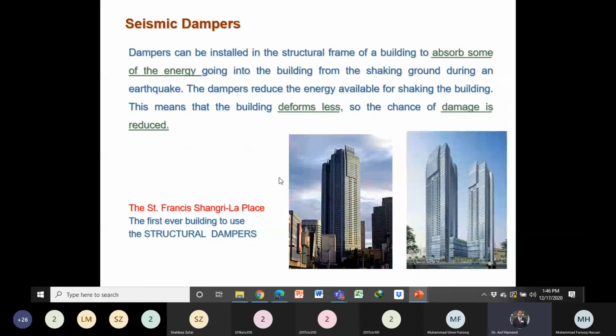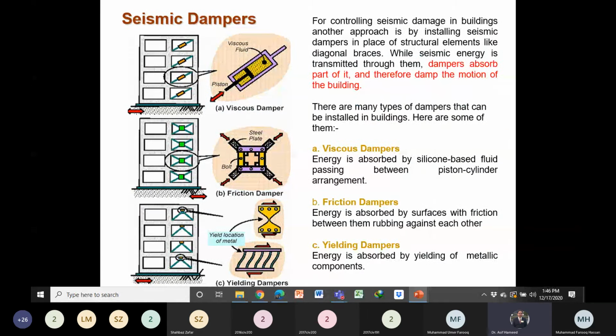We can provide dampers. They can absorb the energy, and damages can be reduced. We have different types of dampers: viscous dampers, friction dampers, and yielding dampers. The viscous damper is just like a piston. We have fluid inside this piston. Friction dampers absorb the energy because of the friction between the different parts. And then we have yielding dampers. At this portion, the dampers can yield and then they can absorb the energy.